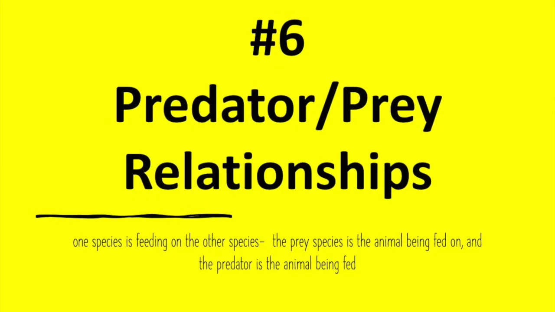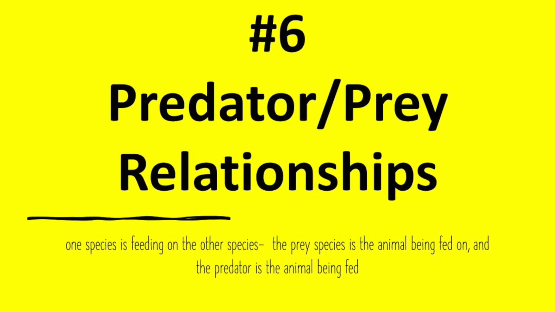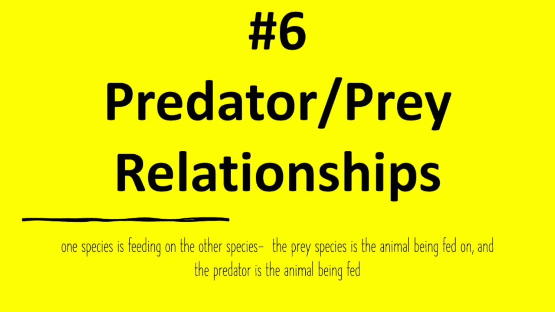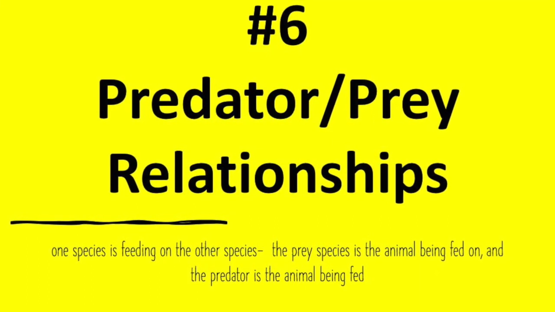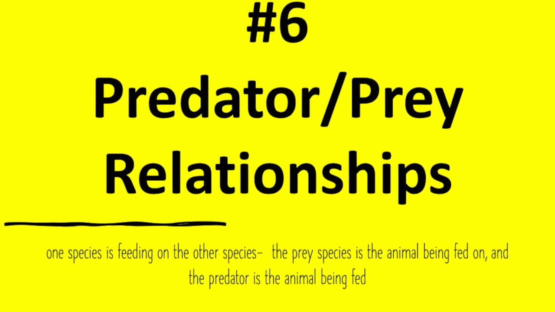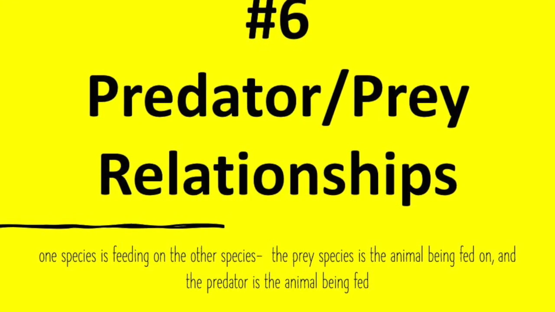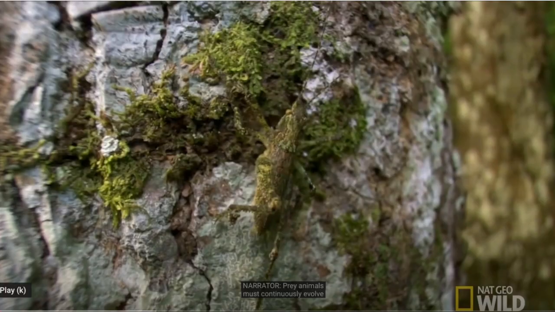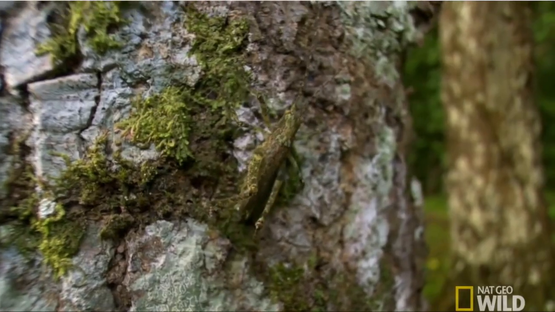Number 6, predator-prey relationships. In a predator-prey relationship, one species is feeding on the other species. The prey species is the animal being fed on, and the predator is the animal feeding, or the hunter. Prey must continuously evolve to evade their predators.